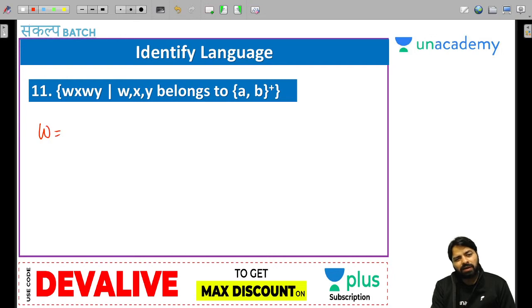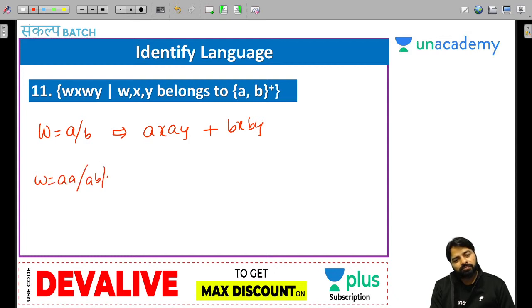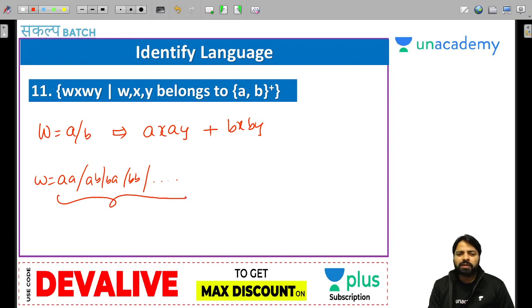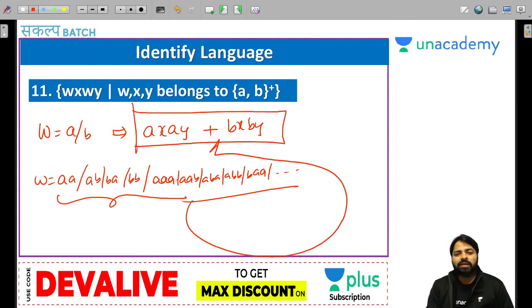Yes guys, W is equal to either A or B. What do you get? AXAY or BXBY. Now, will any other W be covered here? Try it. AAA, AAB, ABA, ABB, all of them, guys. Are they covered in this form? All are covered here. Then this will be your answer. Tell me, are they covered?